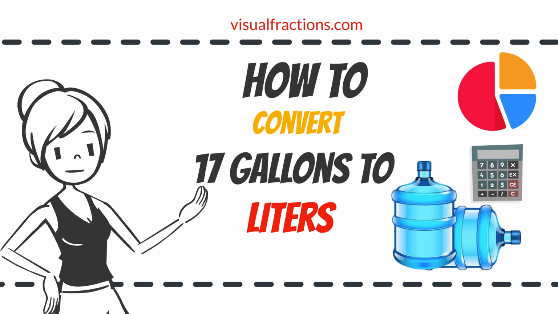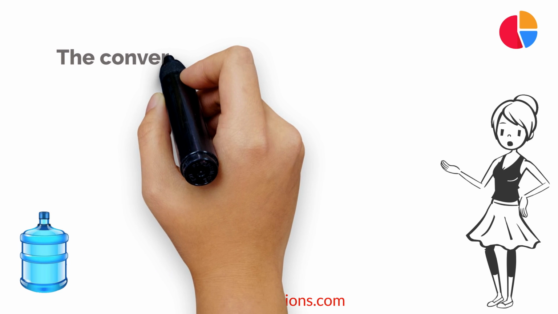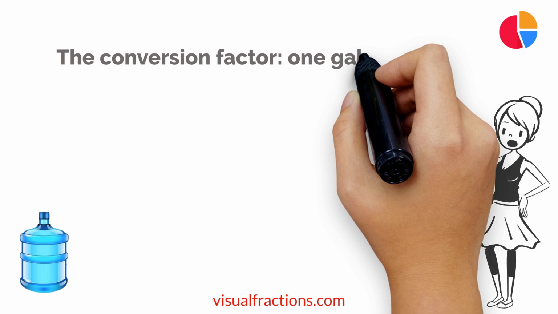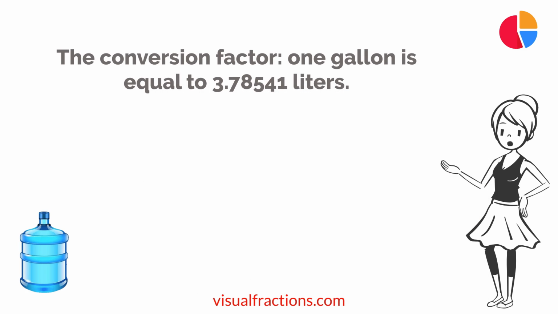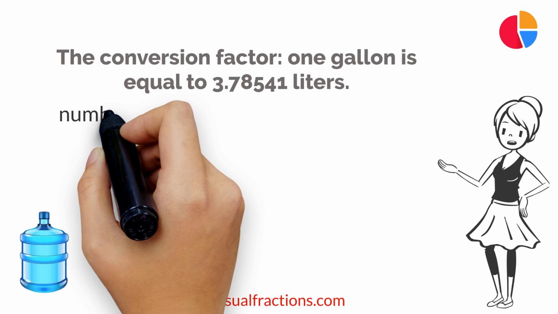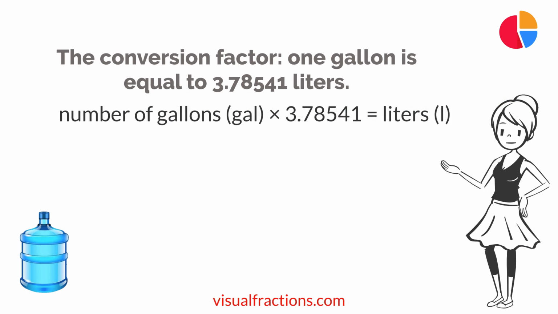Today, we're here to assist you in converting 17 gallons to liters. First, let's recall the conversion factor. 1 gallon equals approximately 3.78541 liters. To convert gallons to liters, simply multiply the number of gallons by this factor.